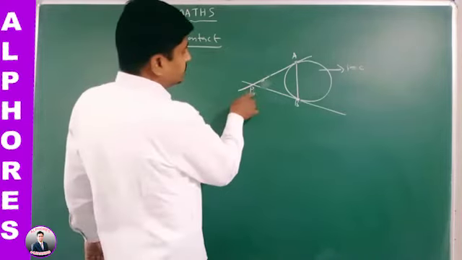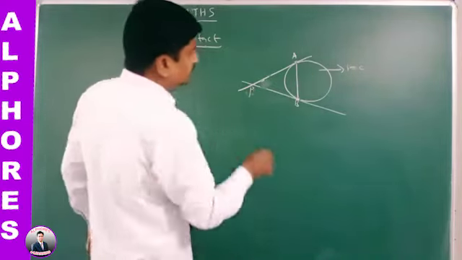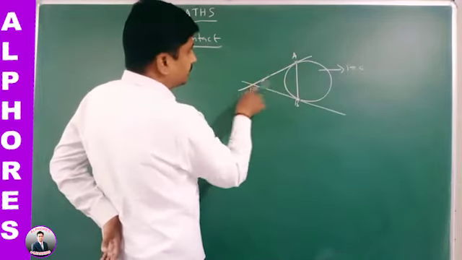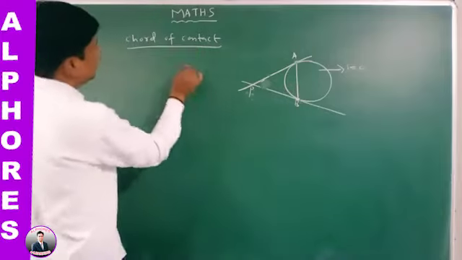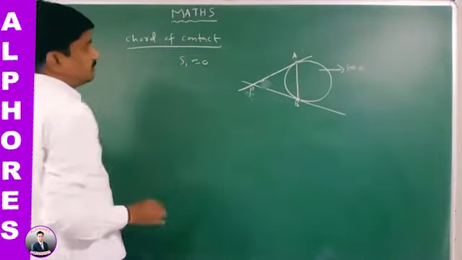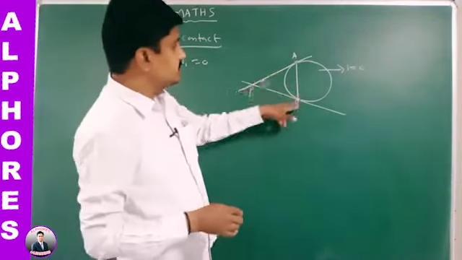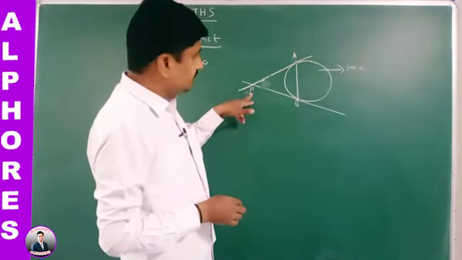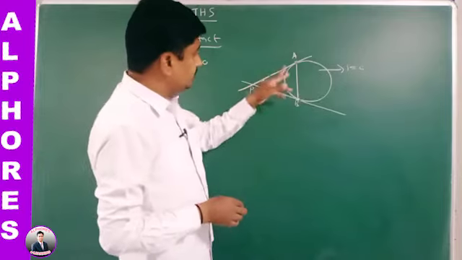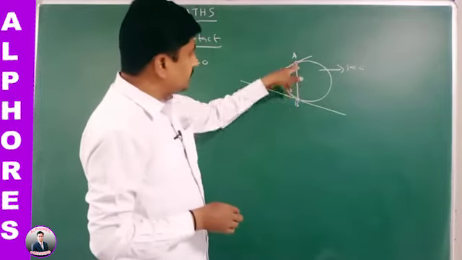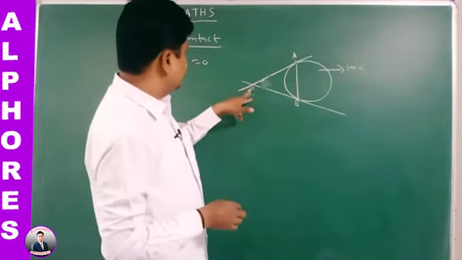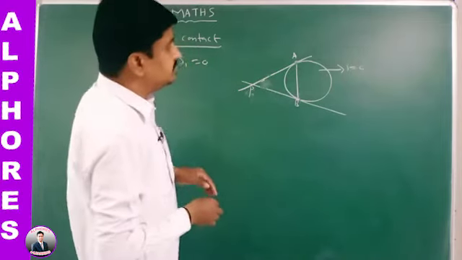Suppose the circle equation is S equal to 0 and the point P is x1 comma y1. Then the chord of contact of P, it means chord AB, has equation S1 equal to 0. The point P is given x1 comma y1, the circle equation is given, and AB is the chord of contact of P. Its equation is S1 equal to 0.